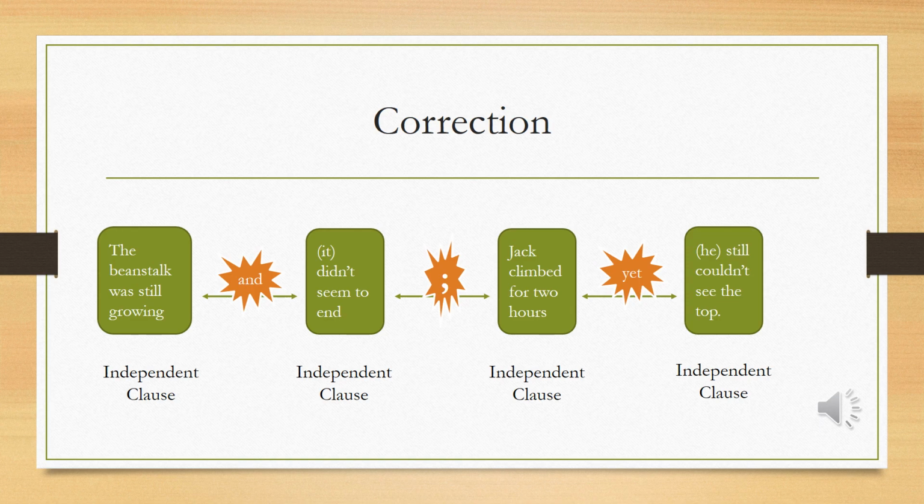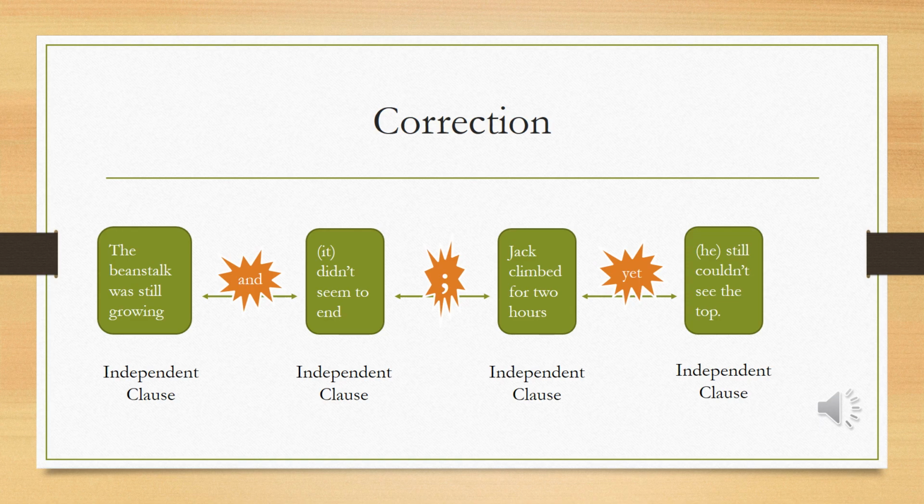If you look at the third and the fourth, they are sort of opposite of each other. So if they're opposite, you can say but. I prefer in this case to use yet, because yet has a connotation of the time that hasn't arrived yet. So now let's read the whole thing. The beanstalk was still growing and didn't seem to end. Jack climbed for 2 hours, yet he still couldn't see the top.